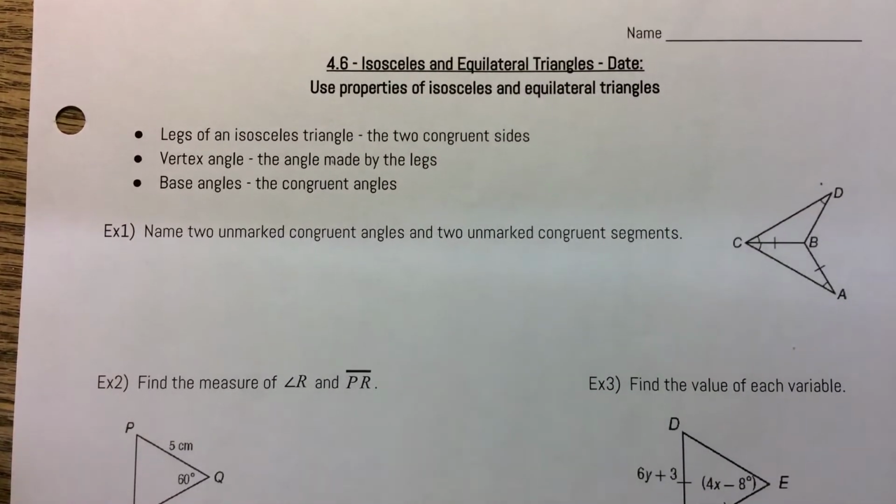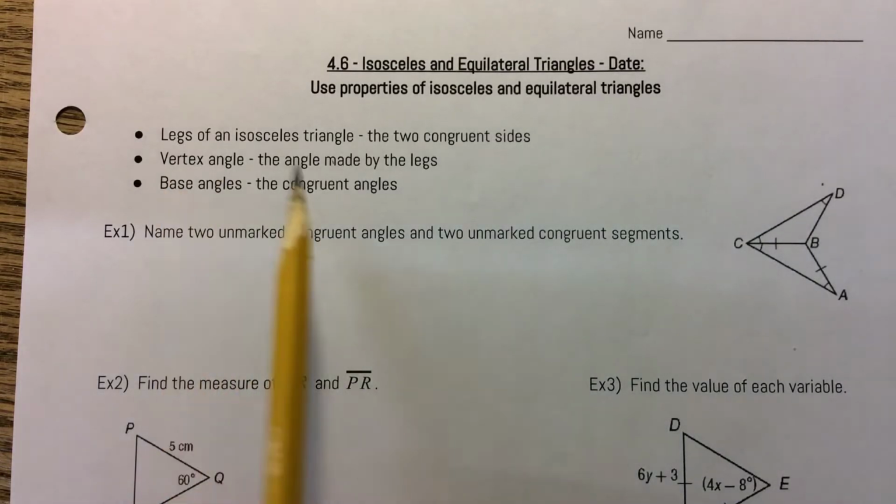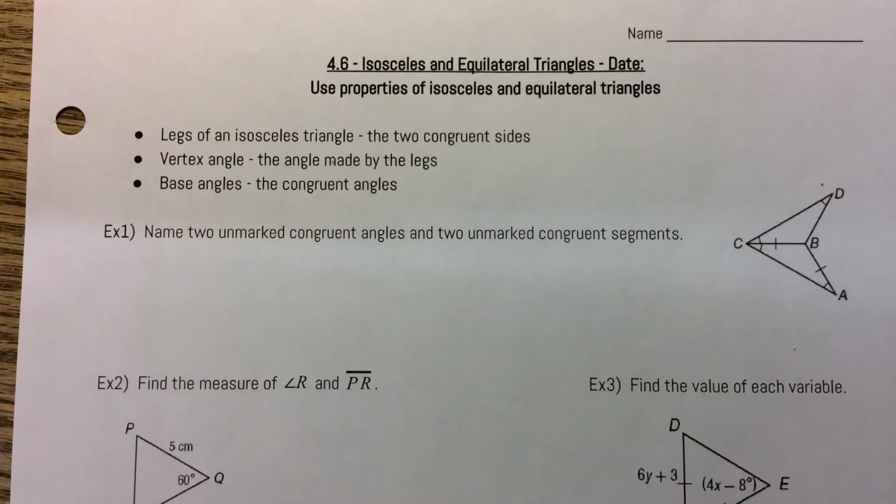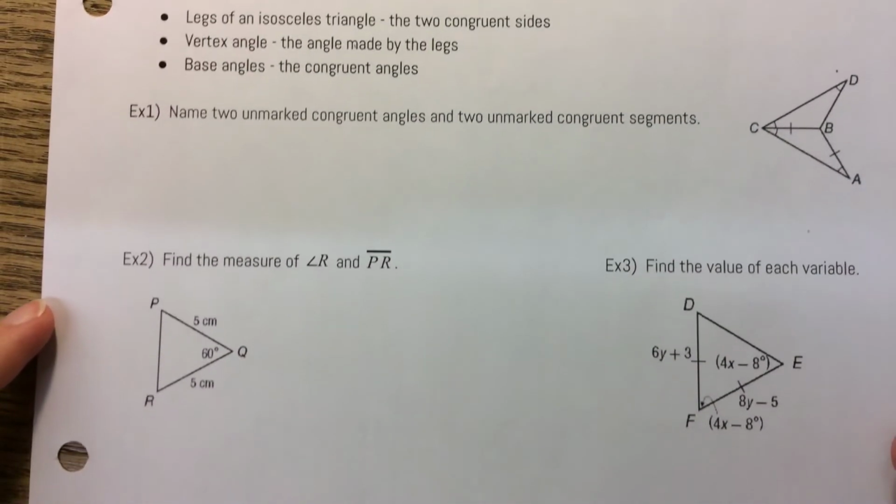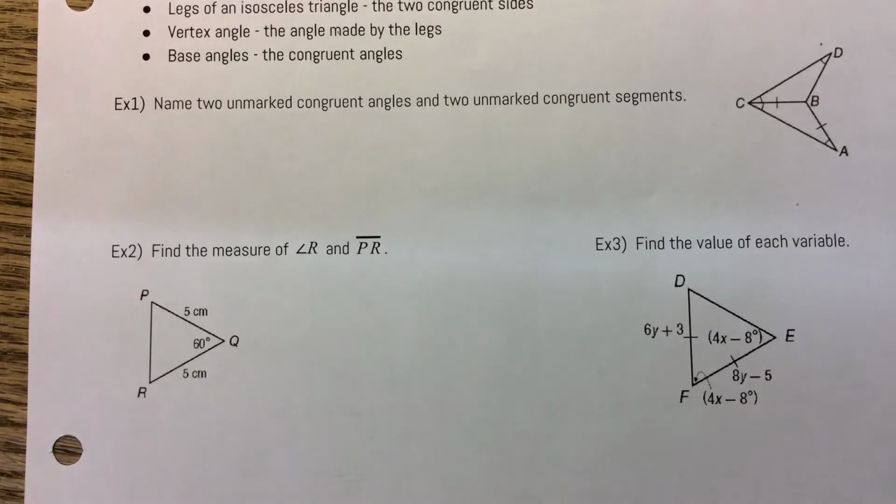Okay, isosceles and equilateral triangles. We want to use properties of these triangles to answer questions. So we have a few vocab words here. The legs of an isosceles triangle are the two congruent sides. The vertex angle is the angle that's made by the two legs, and the base angles are the congruent angles on there. So example 1 says, name two unmarked congruent angles and two unmarked congruent segments.